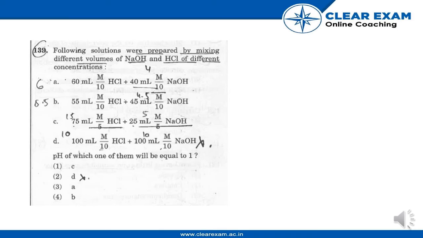Hello everyone. So here's the next question. Question number 139. Following solutions were prepared by mixing different volumes of NaOH and HCl of different concentrations.